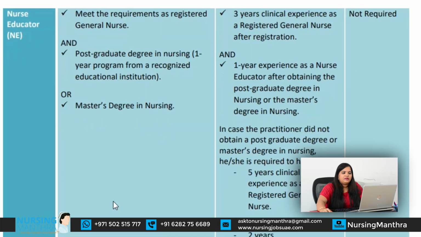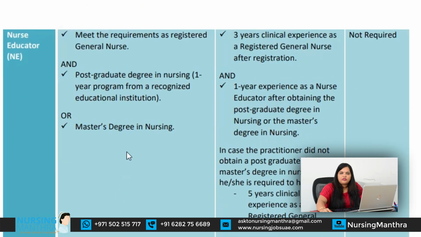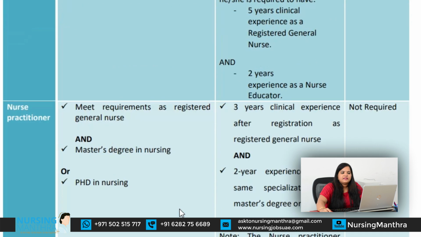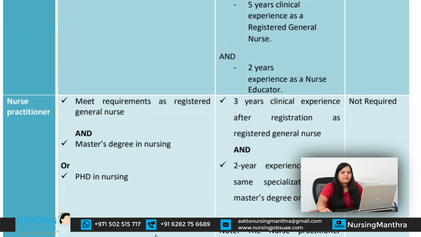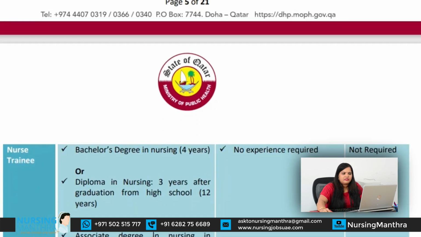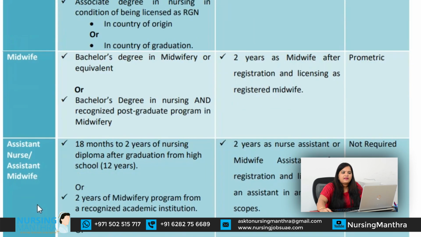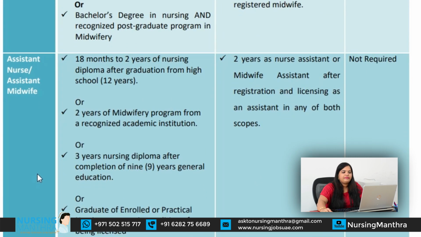Then the nurse educator category is there. For MSc nurses, you can apply for the nurse educator category. There also, the exam is not required. Then a nurse practitioner is there. Like that, different titles are there. Nurse trainee is required, and midwife, assistant nurse or assistant midwife. Like that, each category is there.